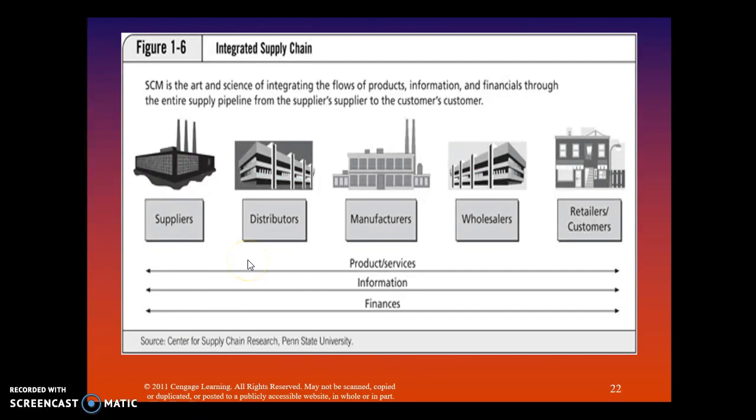And so as you can see in the integrated supply chain, you see each of the major players. You have your suppliers, your distributors, your manufacturers, your wholesalers, and retailers and customers. It's the art and science. Again, it integrates the flows of the products, the information about those products, and the financials through the entire supply pipeline from the supplier's supplier to the customer's customer. So again, it goes into tiers of product, services, information, and finances.